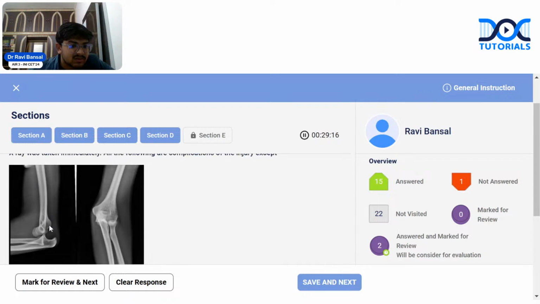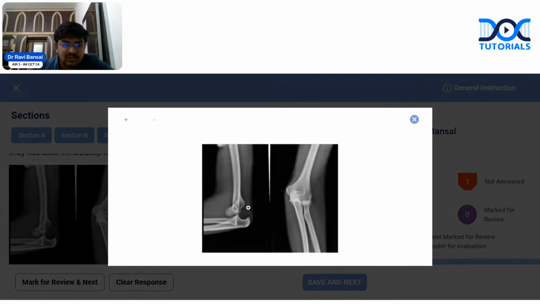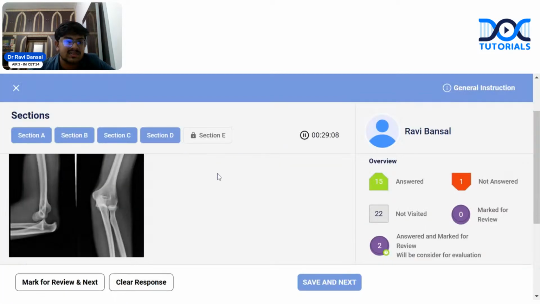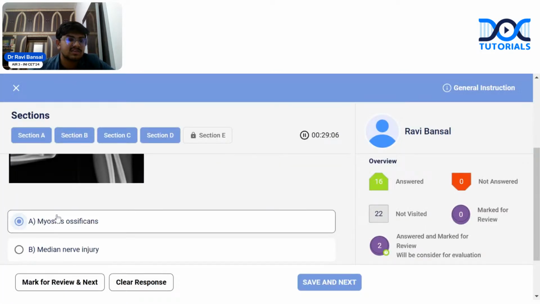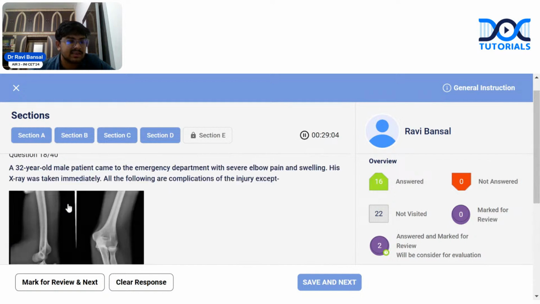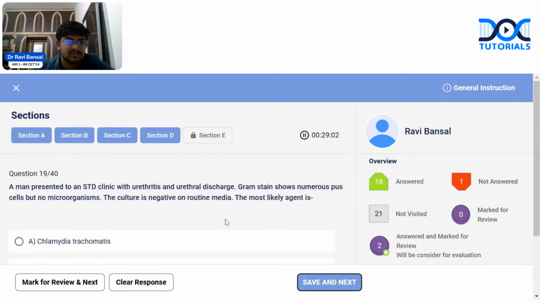Obviously, I cannot see a supracondylar fracture of the humerus, or some fracture line. This is looking normal to me. I just think it is a dislocation, and in dislocation myositis ossificans is less likely. The other three things can happen around the elbow.